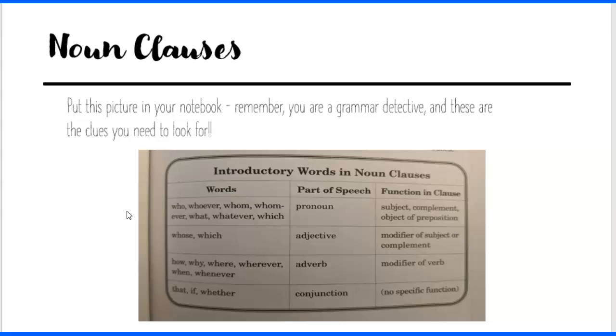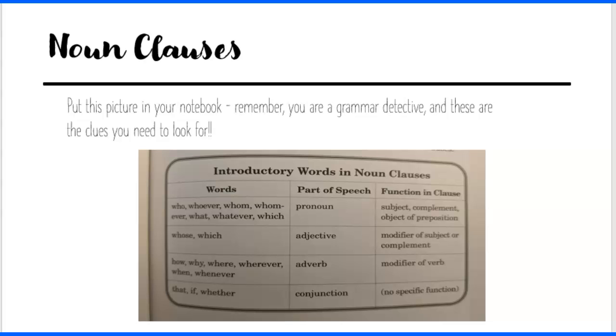Usually, if you find it, you're going to know what it's doing in the sentence. So the function in the clause, you probably won't even need that. But if you can keep these words in mind, they're about 20 here, then you're going to be able to find a clause a lot more quickly, and you'll probably know what it's doing in the sentence.